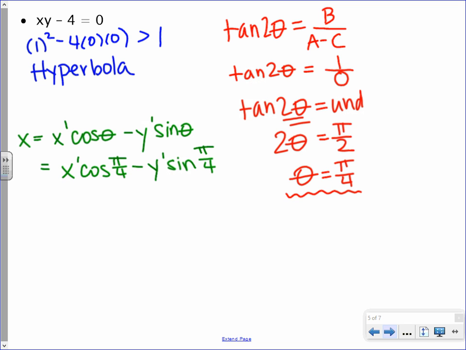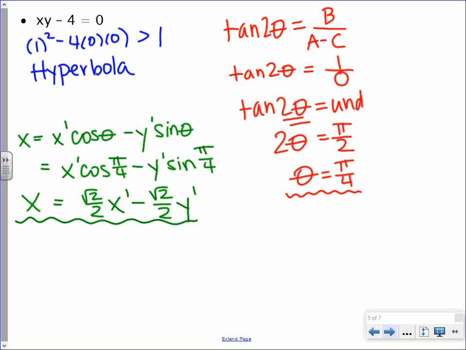What's the cosine of pi over 4? The sine of pi over 4, again, what is it? So we are going to substitute in for x, radical 2 over 2x prime minus radical 2 over 2y prime.